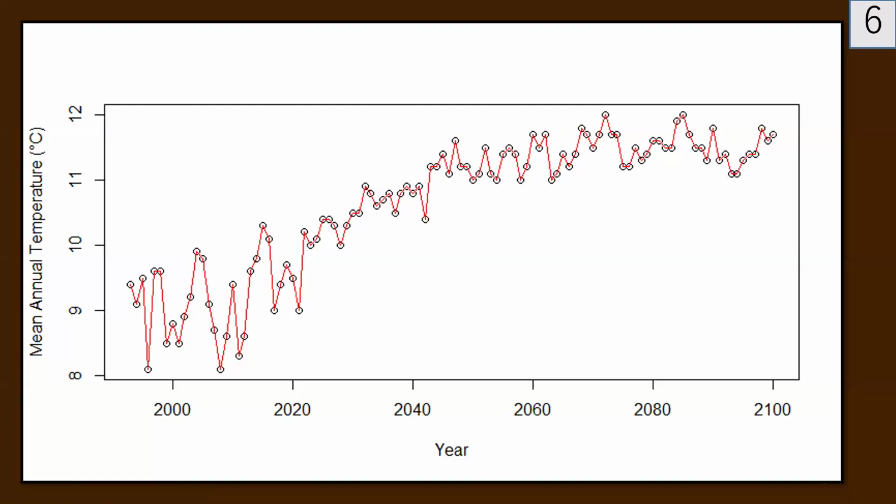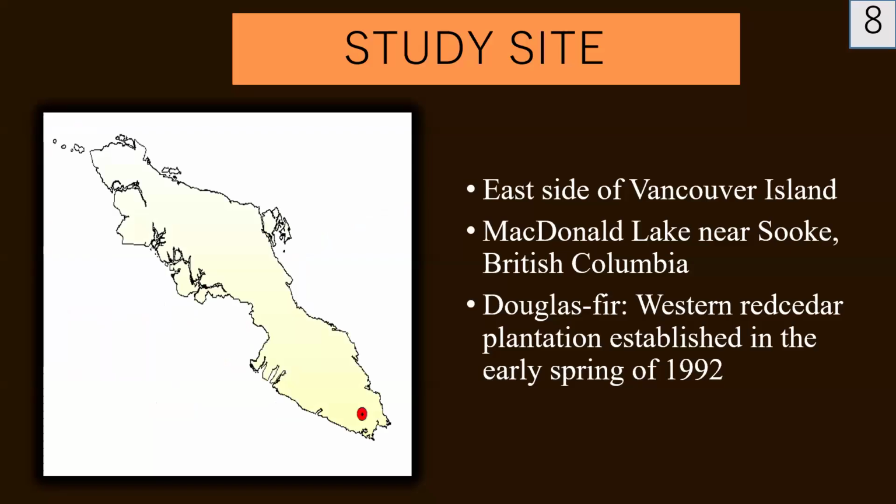So in order to mitigate droughts or to reduce the effects of drought in future in these forests, we came up with the study. So our study site, as already mentioned, is located on Vancouver Island, particularly at MacDonald Lake near Sooke. And we have a Douglas-fir Western red cedar plantation, which was established in the early spring of 1992.